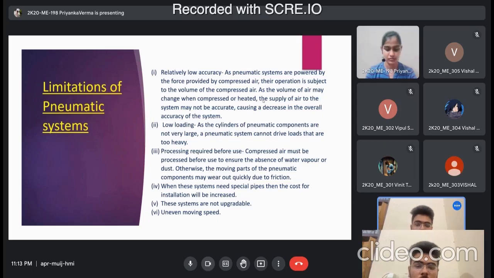Low loading. As the cylinders of pneumatic components are not very large, a pneumatic system cannot drive loads that are too heavy. Processing required before use. Compressed air must be processed before use to ensure the absence of water vapor or dust. Otherwise, the moving parts of the pneumatic components may wear out quickly due to friction. When these systems need special pipes, the cost of installation will be increased. These systems are not upgradable. Uneven moving speed.